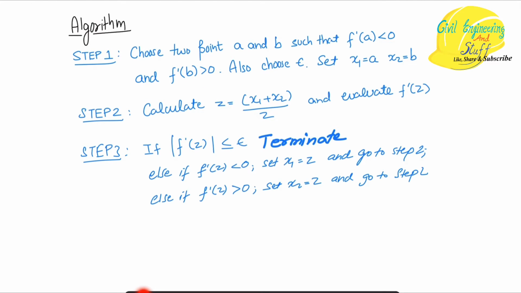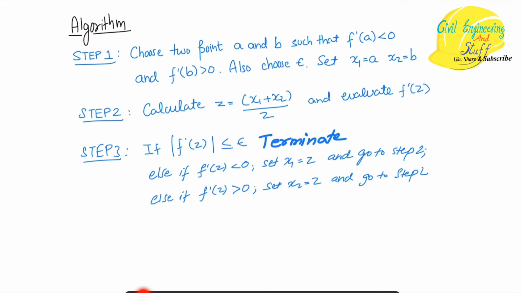After this, we will find the point in between these ranges, that is z equal to (x1 plus x2) by 2, and we'll find the first derivative at point z. Now in step 3, we will see if the absolute value of this first derivative is less than or equal to the small value that we have taken. If this is the case, then we will terminate.